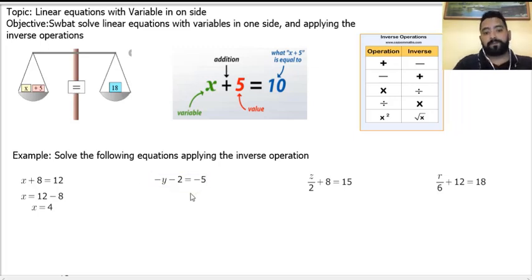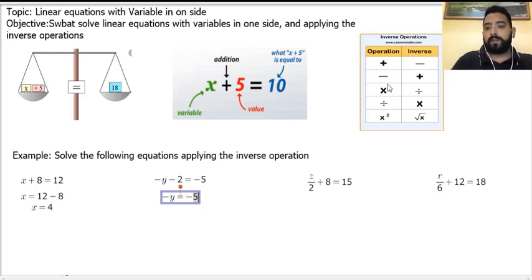Now with this one, we are going to do the same procedure, but remember in this case we had the variable negative. The variable has to be always positive. So how are we going to do that? First, we are going to copy the variable negative y, and then we are going to copy the equal sign. We are going to copy first this number because it's in the first position, and then we are going to move the -2 to the other side.